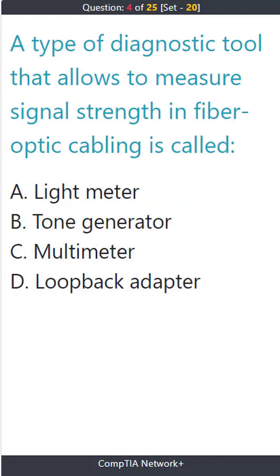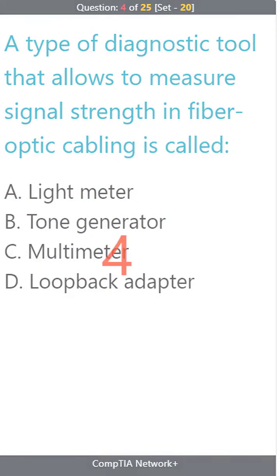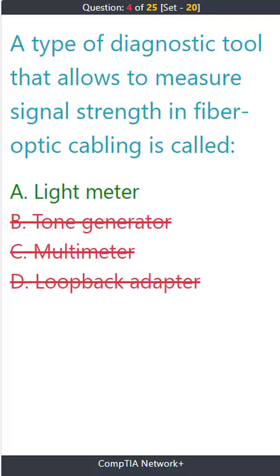Question 4. A type of diagnostic tool that allows to measure signal strength in fiber optic cabling is called A. Light meter. B. Tone generator. C. Multimeter. D. Loopback adapter. The correct answer is A. Light meter.